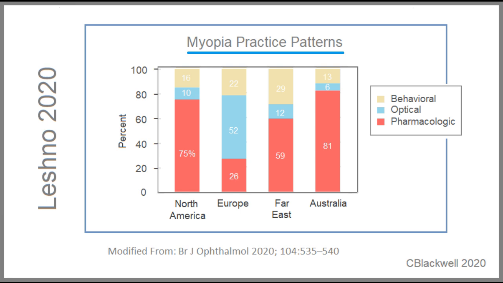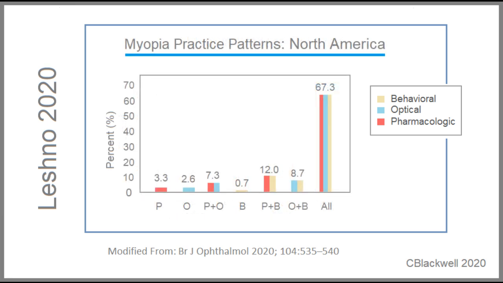These are the various methods chosen for treatment. Atropine in red dominates in most of the world except Europe, where optical choices are preferred. Behavioral measures include reduced near work and more time outdoors. Combinations are often employed, as shown here for North America.